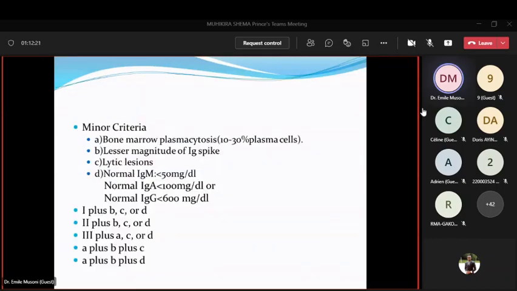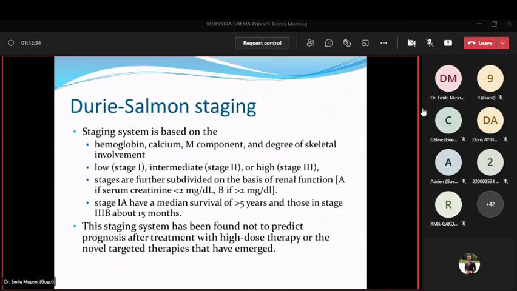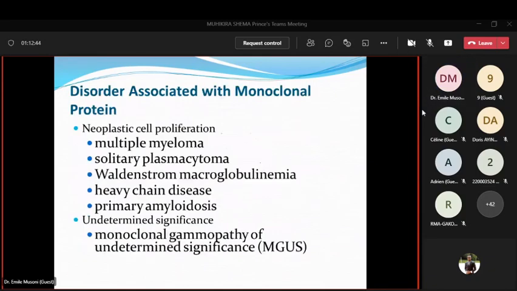IgG and IgA, bone marrow plasmacytosis between 50 and 30, less IgG. This is about the staging until now. Maybe when you have the time, you can read.